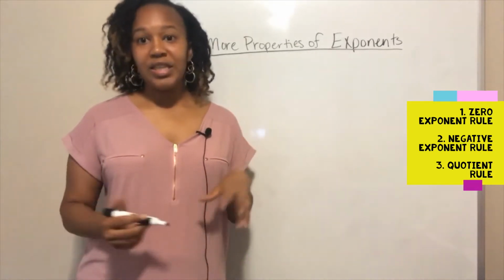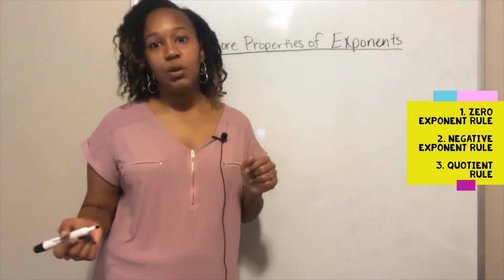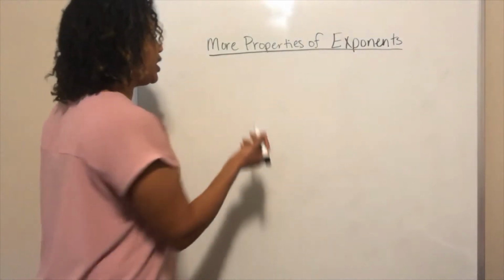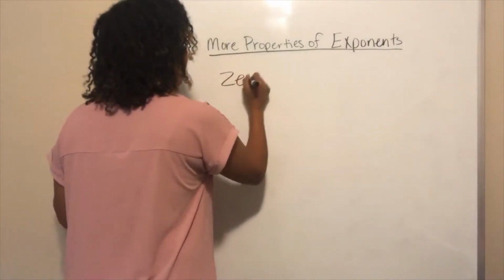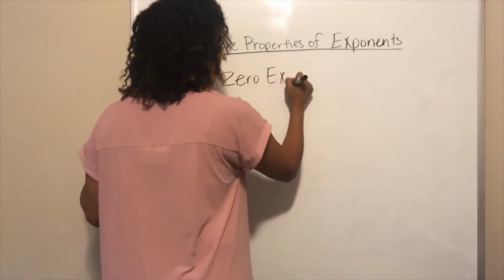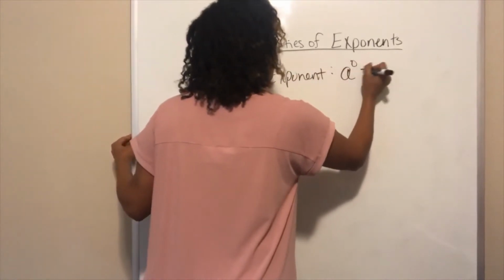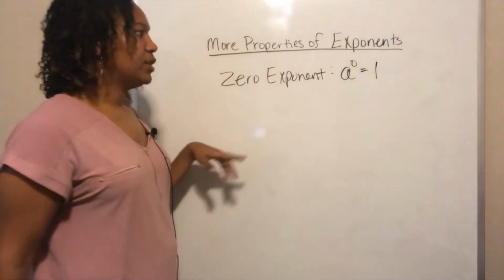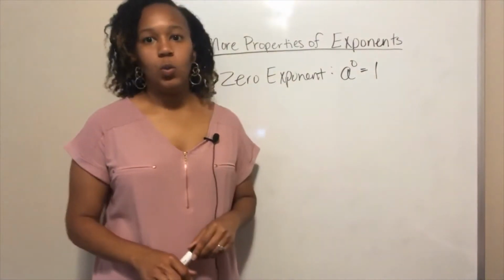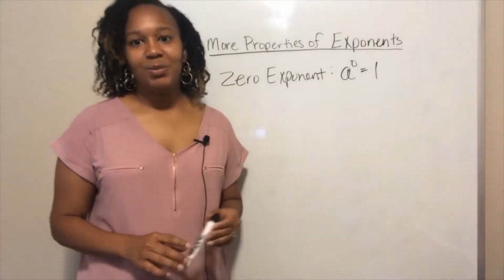So let's get started. We're going to first start with the zero exponent rule. The zero exponent rule says that anything raised to the power of zero, so a to the 0, is equal to 1. So anything we raise to the 0 power is 1. That is the zero exponent rule.